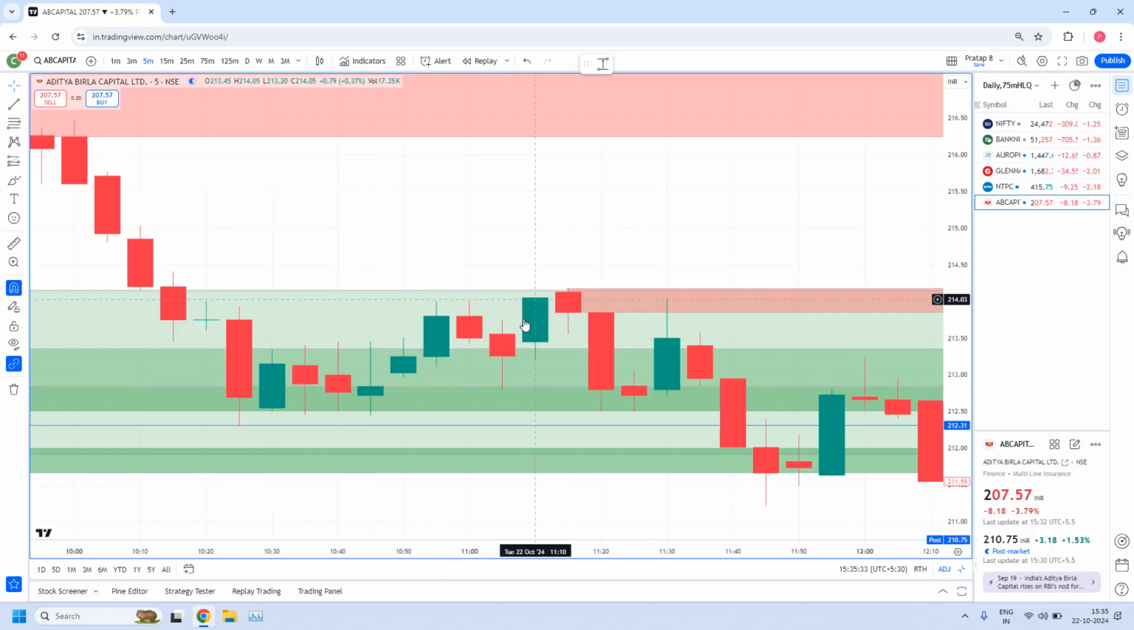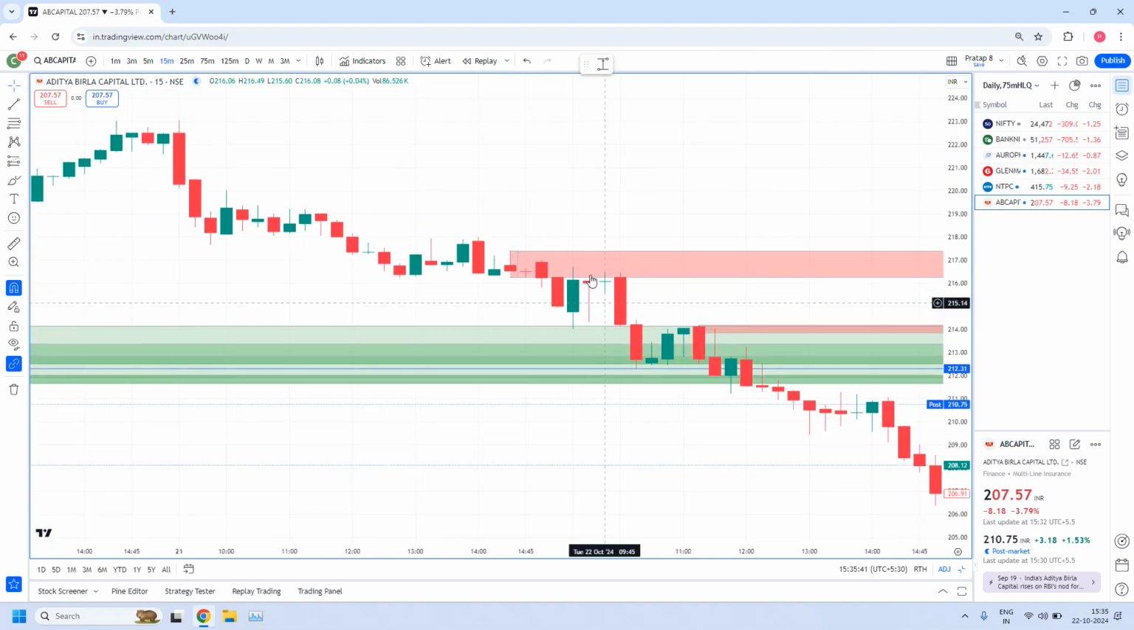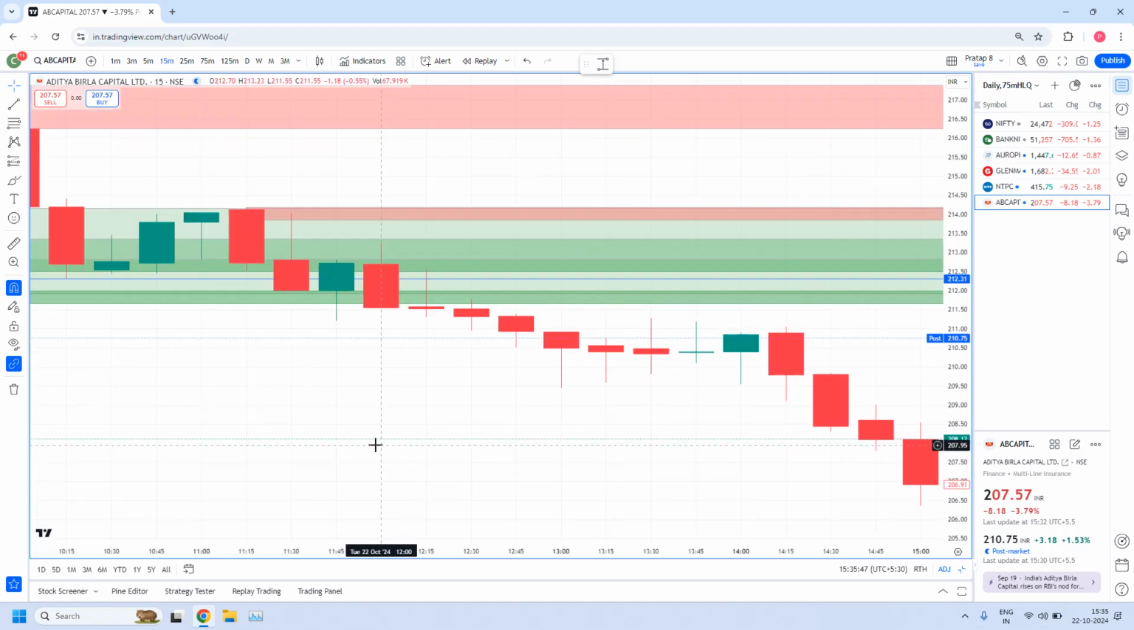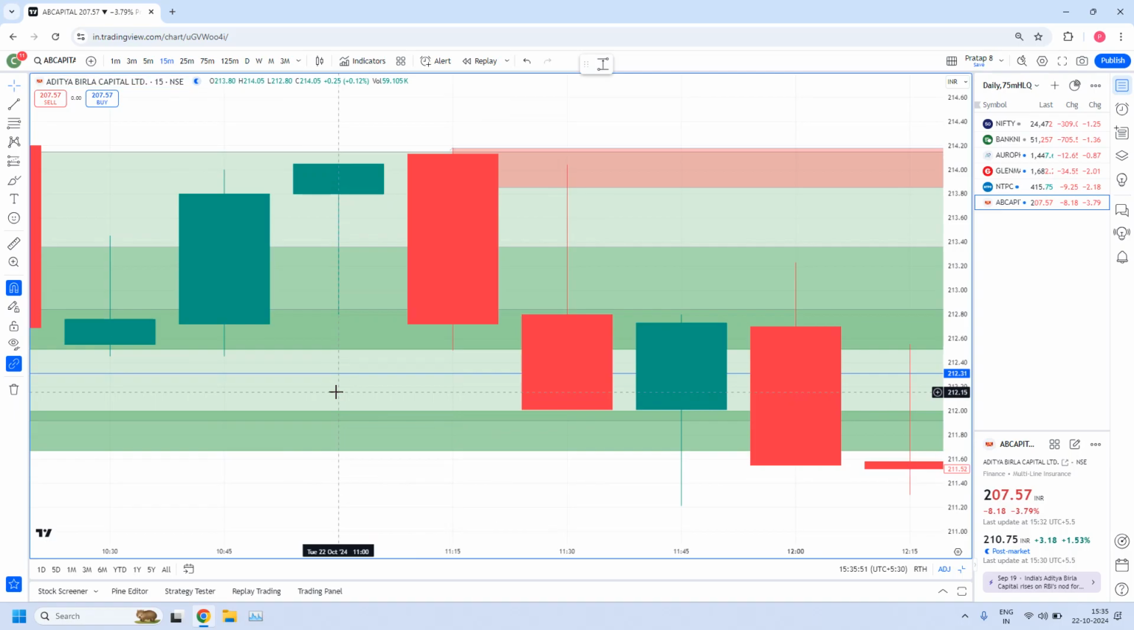And here a new zone is created, rally base drop. Here you can also see a 15-minute zone. But the 15-minute zone was not very clear. See here, rally base drop. This is not very clear because this candle is also a large candle. So that is the reason why this rally base drop is fine-tuned with the 5-minute time frame to find the exact order flow.